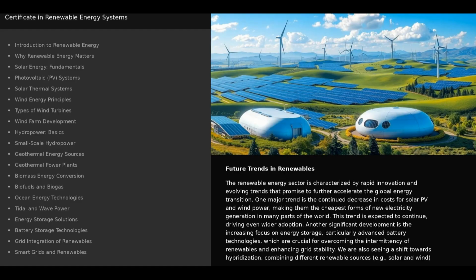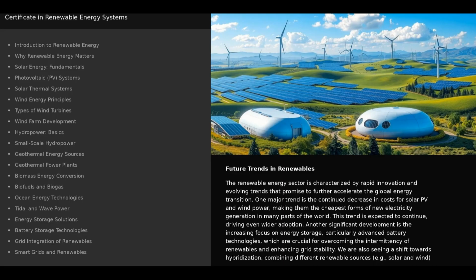Future trends in renewables. The renewable energy sector is characterized by rapid innovation and evolving trends that promise to further accelerate the global energy transition. One major trend is the continued decrease in costs for solar PV and wind power, making them the cheapest forms of new electricity generation in many parts of the world. This trend is expected to continue, driving even wider adoption.